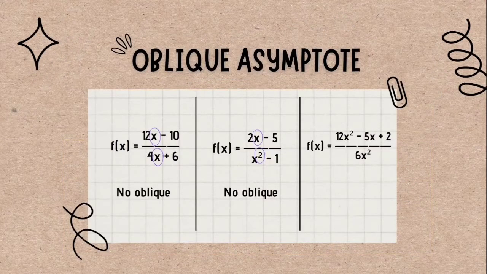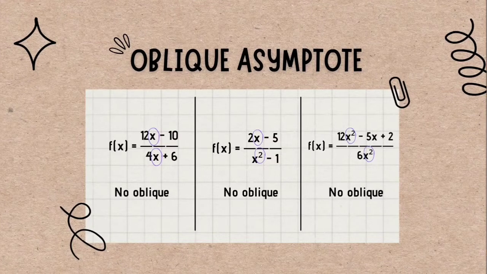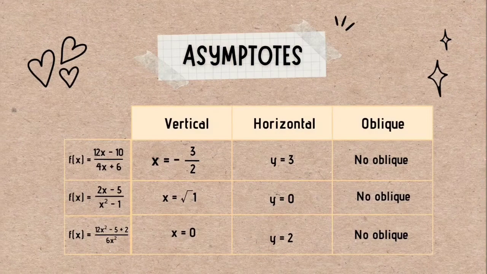So, next. F of x equals 12x squared minus 5x plus 2 over 6x squared. So, look lang ulit tayo sa degree. At makita mo, equal ulit siya. So, ang sagot mo ay no oblique. Ganun lang kadali. So, ngayon, tapos na tayo sa 3 types of asymptote. So, let's proceed on to next part of rational function.